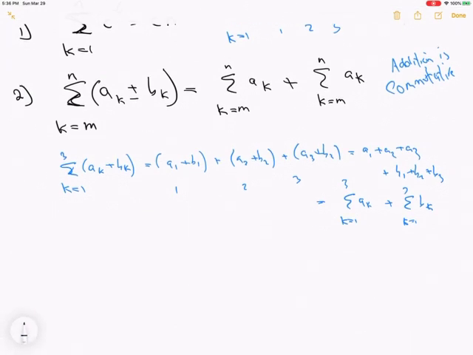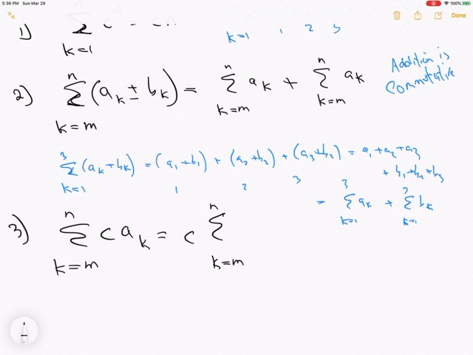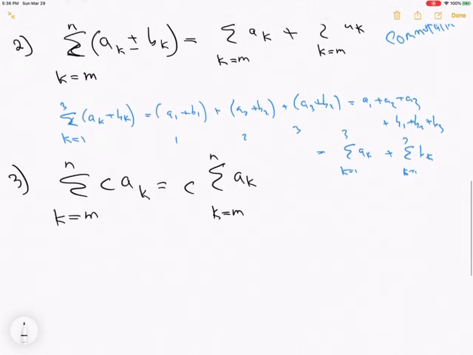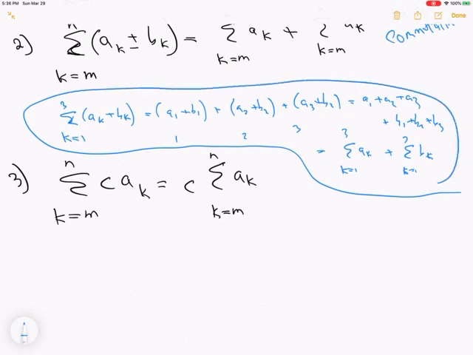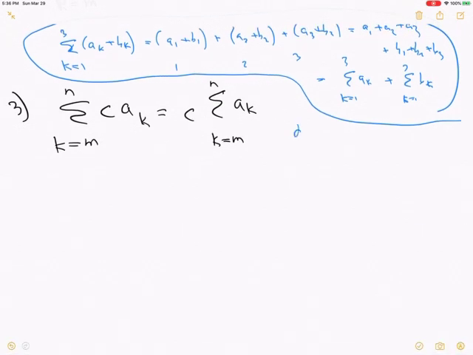The third property is that you can pull constants out. So you have a summation, say k goes from m to n of c times some ak objects. You can just pull out the c from the summation. So this is just the distributive property, which you are all familiar with.